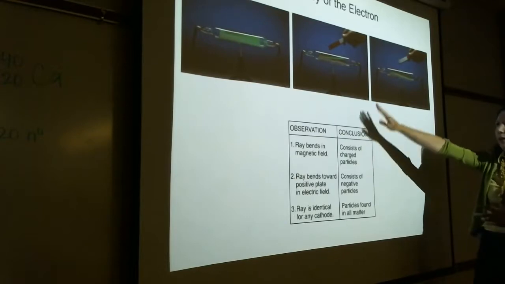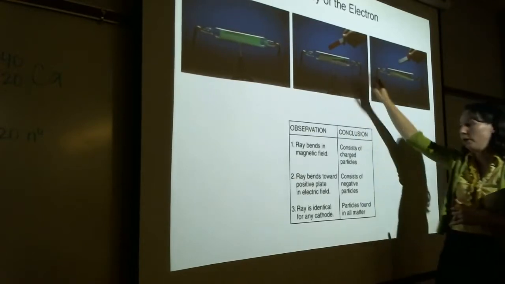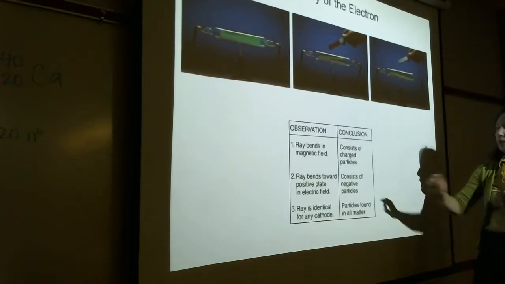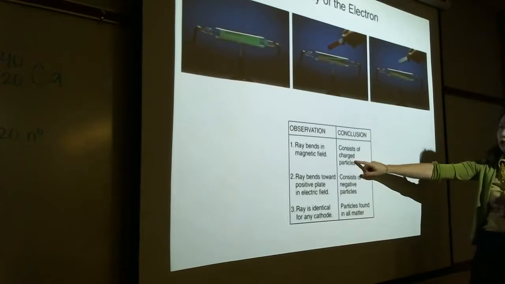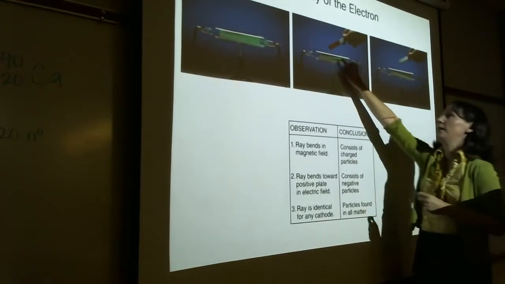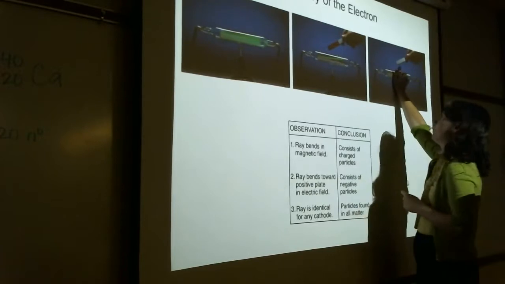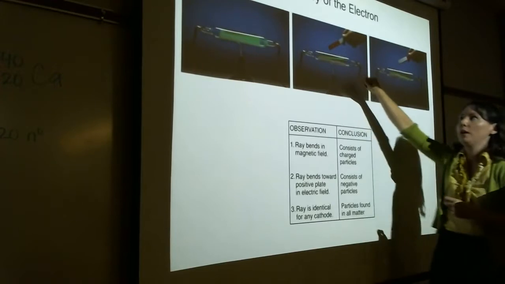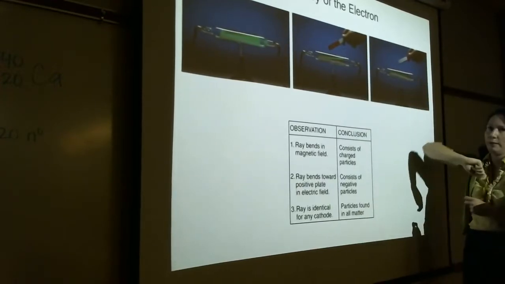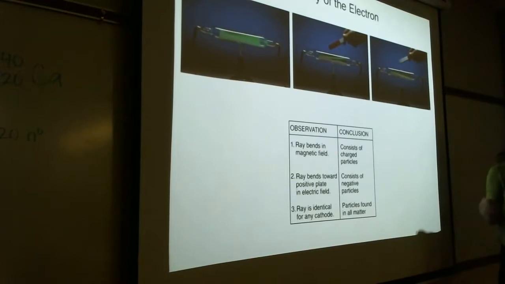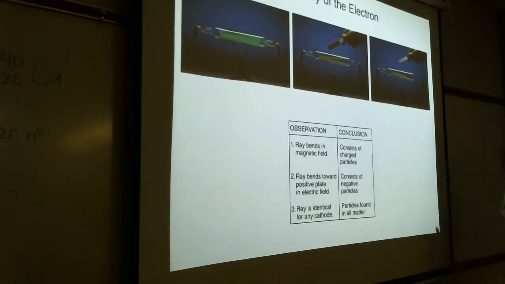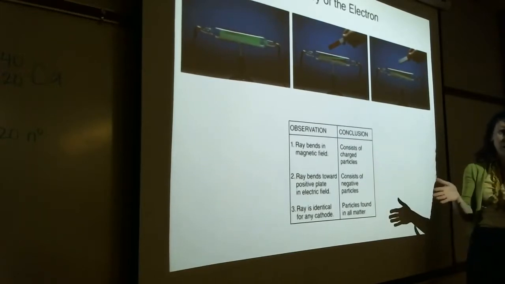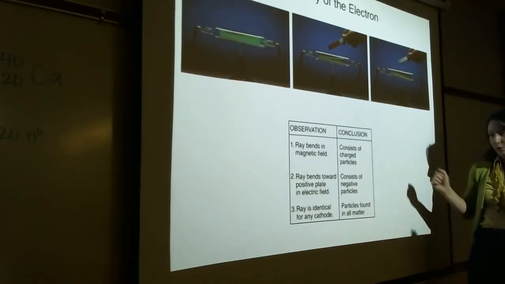What does that tell me? That tells me that the beam is composed of charged particles, right? Because if it responds to a positive or a negative field, that tells me that the particles themselves are also charged. Now when we look at the negative versus the positive, when you hold the positive end, it bends toward the positive. When you hold the negative, it bends away from it. So it's attracted to the positive and it's repelled by the negative. So what does that mean? The electrons are negative, right? Negative goes toward positive, negative goes away from negative.